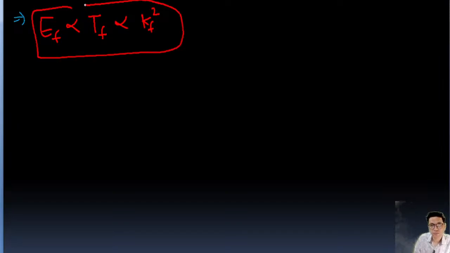Next, from here we can say, a very important result I'm writing: EF is proportional to TF, Fermi temperature, and proportional to kF square. This is an important result, guys. And pF is proportional to kF. And vF, Fermi velocity, is proportional to kF.